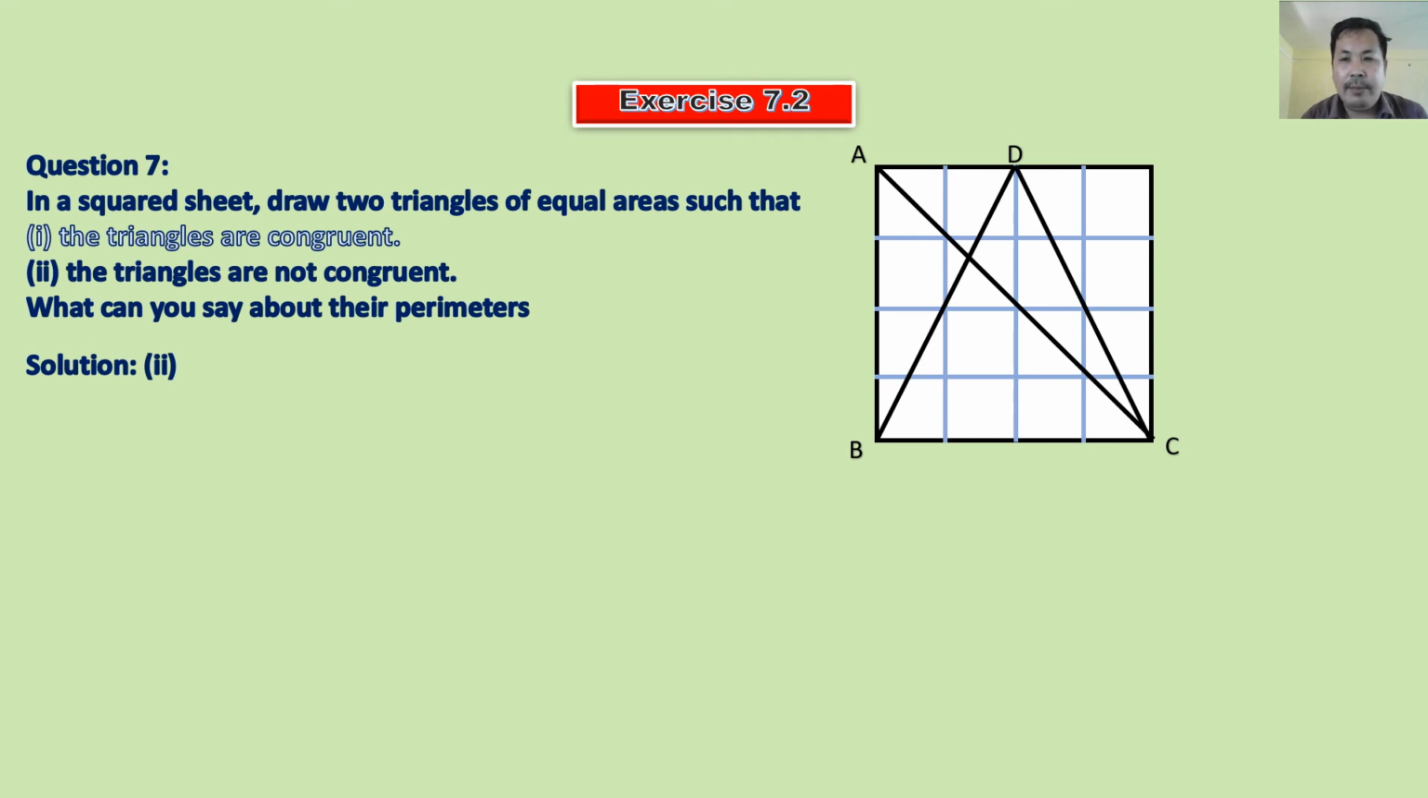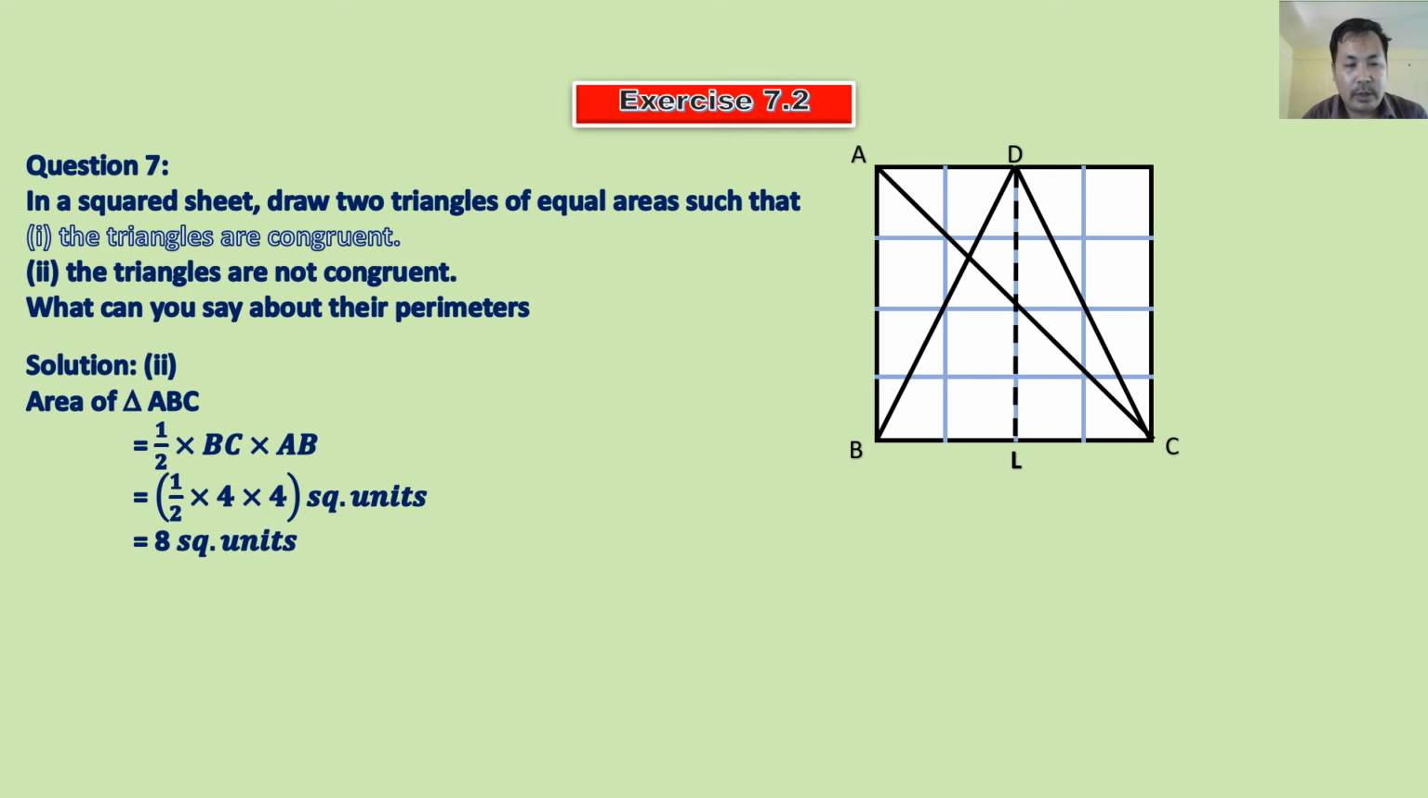So let us see how we can prove these two triangles have the same area but are not congruent. Also I have drawn one line as a dotted line, that is the altitude of triangle DBC. Now let us see how we can prove it. Area of triangle ABC will be half into base into altitude. That is half into 4 into 4, and it is 8 square units.